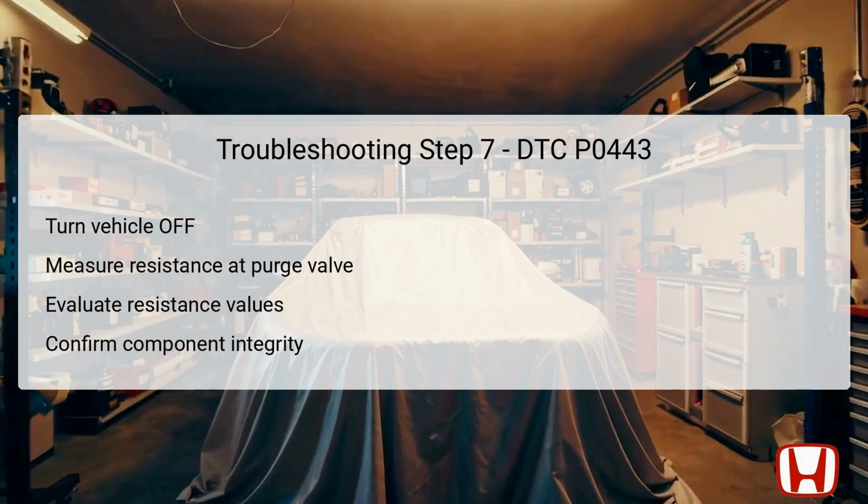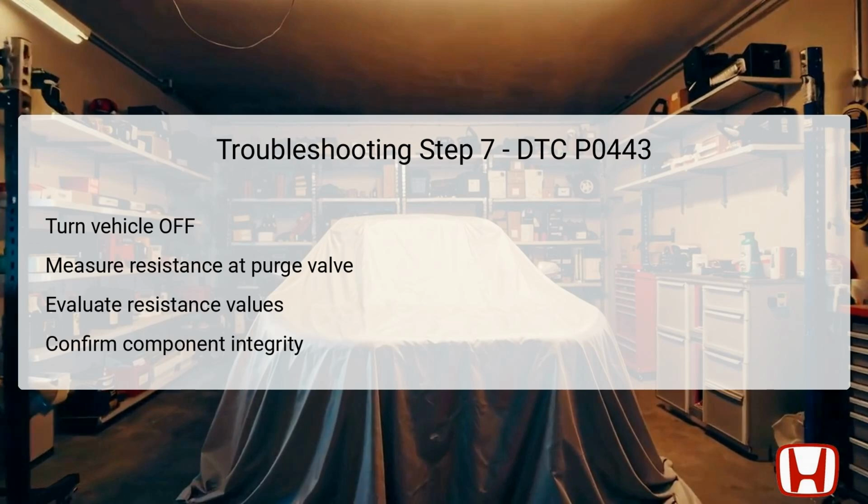The final troubleshooting step assesses the internal resistance of the EVAP Canister Purge valve itself. As with previous steps, ensure that the vehicle is in the off mode to guarantee safety during measurements. With the EVAP Canister Purge valve's connector still disconnected, utilize a multimeter to measure the resistance between the two designated test points within the valve itself. Under normal conditions, the resistance value should fall between 23 to 26 ohms at room temperature.